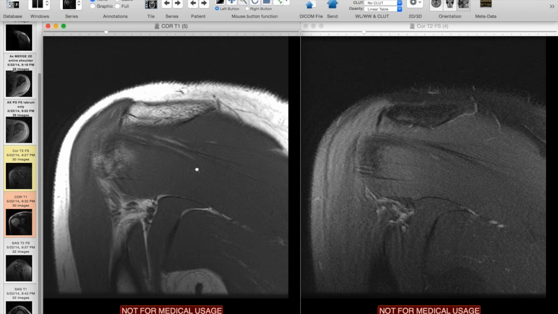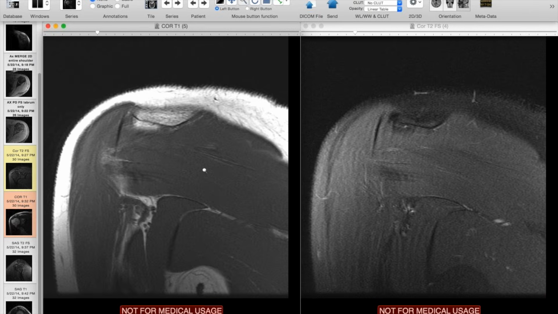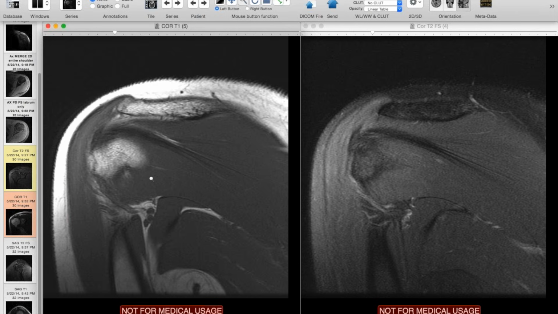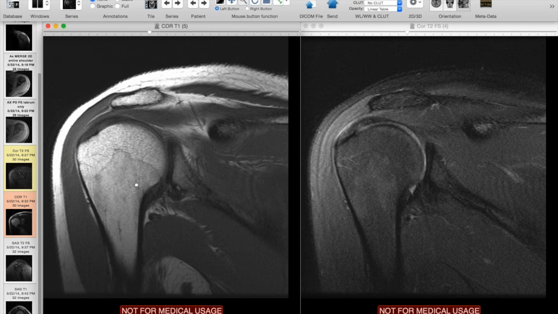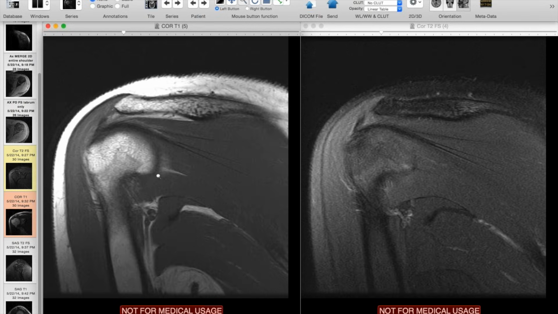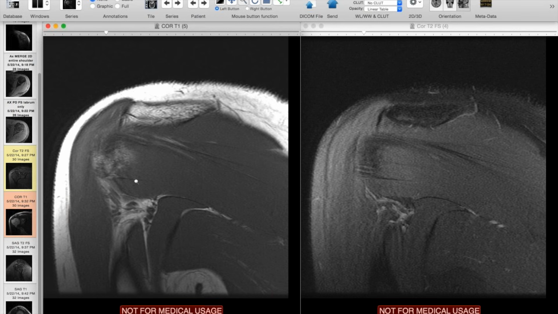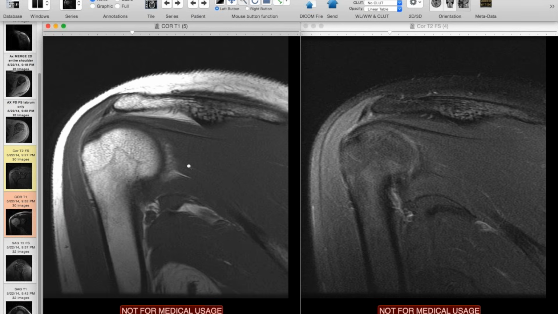As you go further posteriorly, you should be able to identify the teres minor tendon coming across here. And one way to remember the teres minor is that it's sort of below the equator of the humeral head. If you picture this as like the globe, the equator would be here, and the teres minor is below, whereas the infraspinatus is above. So that's going to be infraspinatus, that's going to be teres minor.